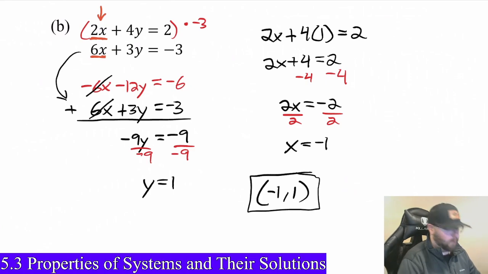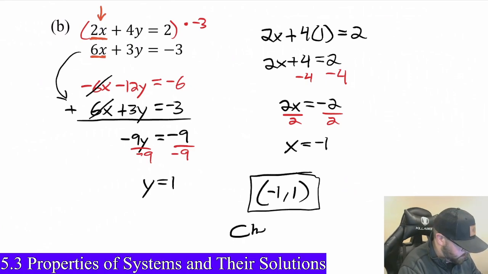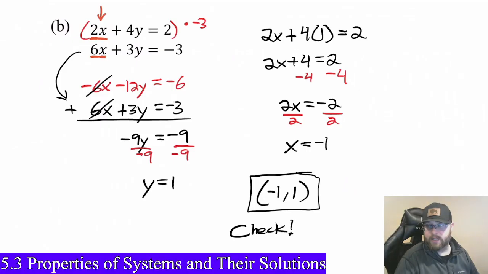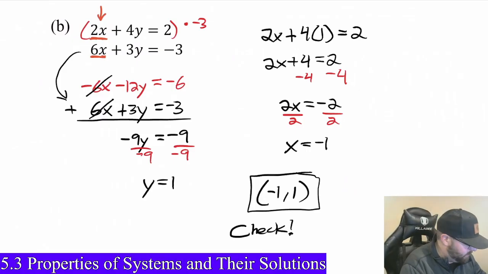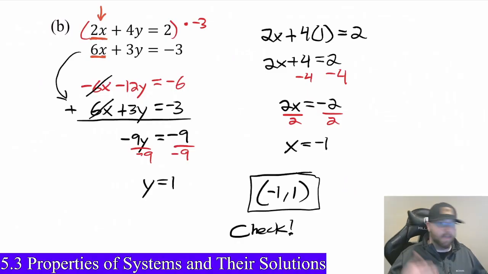Okay, take that extra moment. Be sure to check it. Don't forget to check. Take that extra moment to check. Plug it in. 6 times negative 1 is negative 6. 3 times 1 is 3. And negative 6 plus 3 is negative 3. So it does work. Okay, that didn't take me very long. Take that extra moment to check it out.